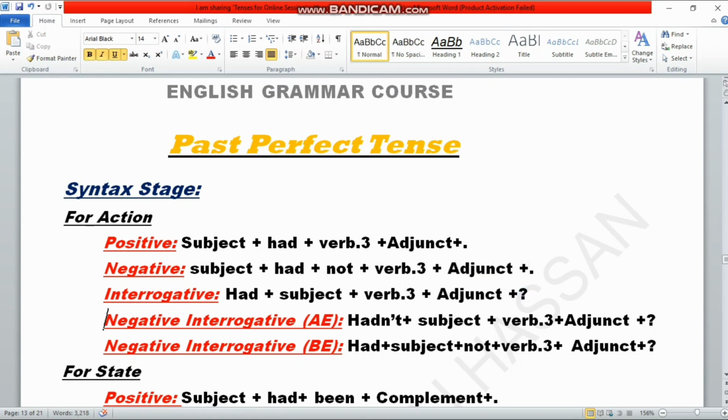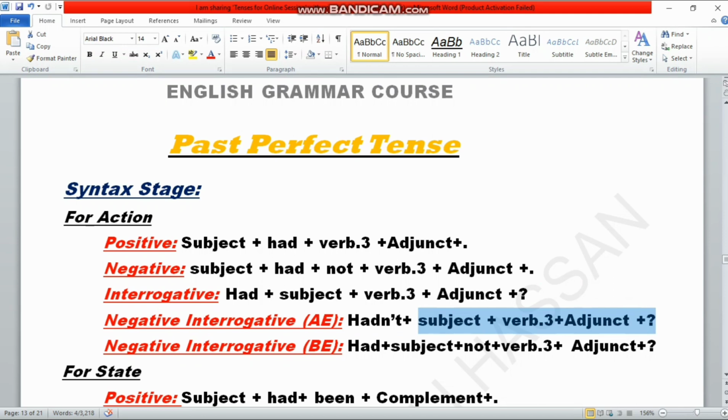Let's talk about negative interrogative. When we discuss negative questions, we have differences in American English and British English. In American English grammar, Americans always prefer using contractions. So the negative contraction form of had not becomes hadn't, and the rest of the sentence is written in its own place. The sentence becomes negative.